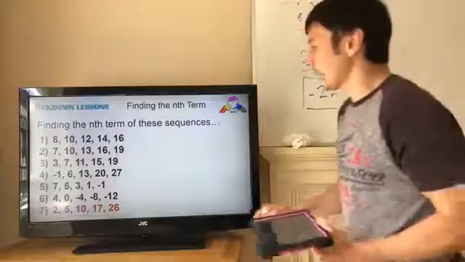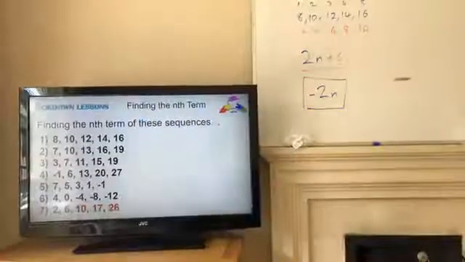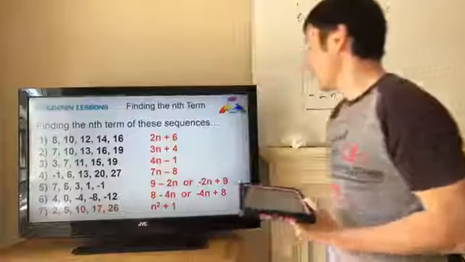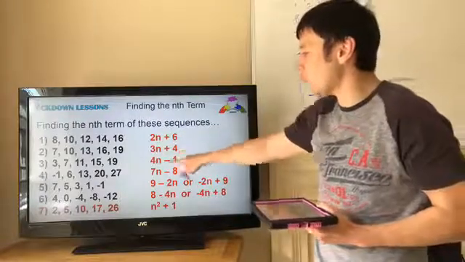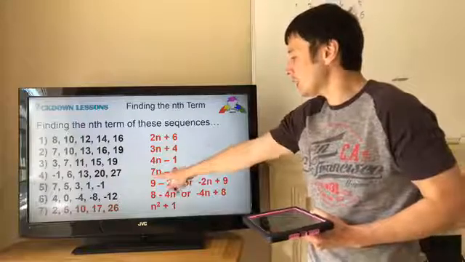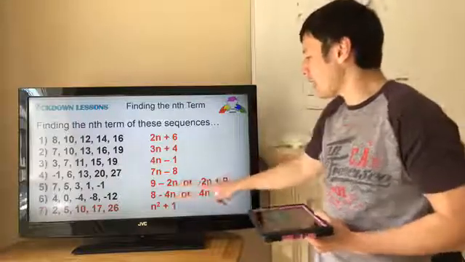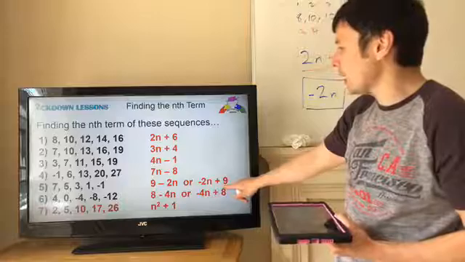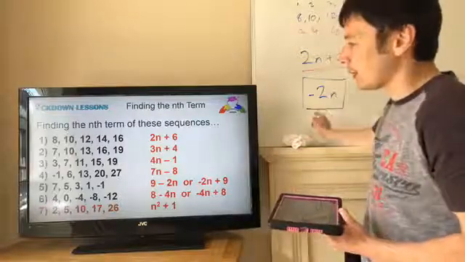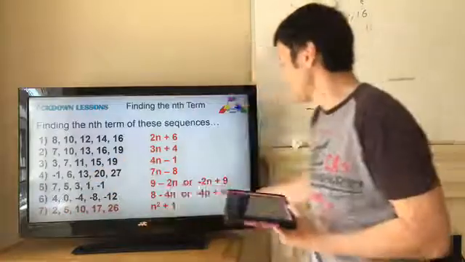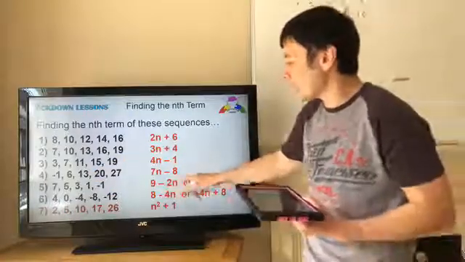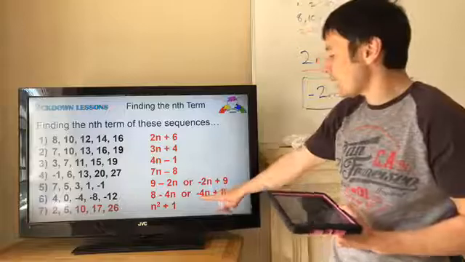Okay, right, so I'm going to give you the answers for these. We've got 2n plus 6 for the first one, 3n plus 4, 4n minus 1, 7n minus 8. We've got negative 2n plus 9. So if you do negative 2 times 1, you get negative 2. You need to get from negative 2 to 7, you need to plus 9. Or you might put it that way round instead, it doesn't matter. Minus 4 and plus 8.